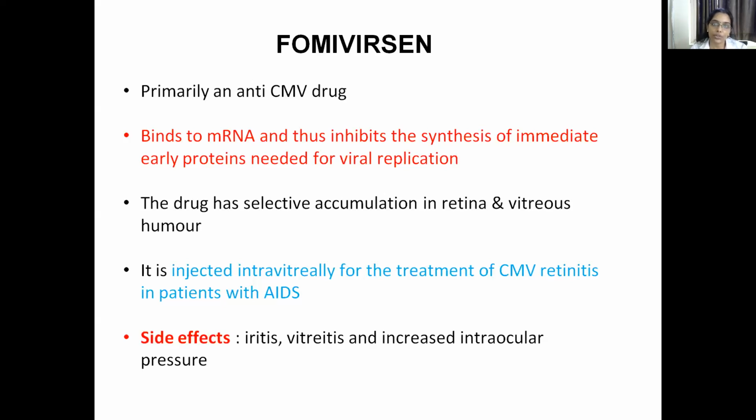Please go through the drugs which we have gone through today and be ready for the next drugs tomorrow: drugs for influenza virus and drugs for hepatitis B and hepatitis C.